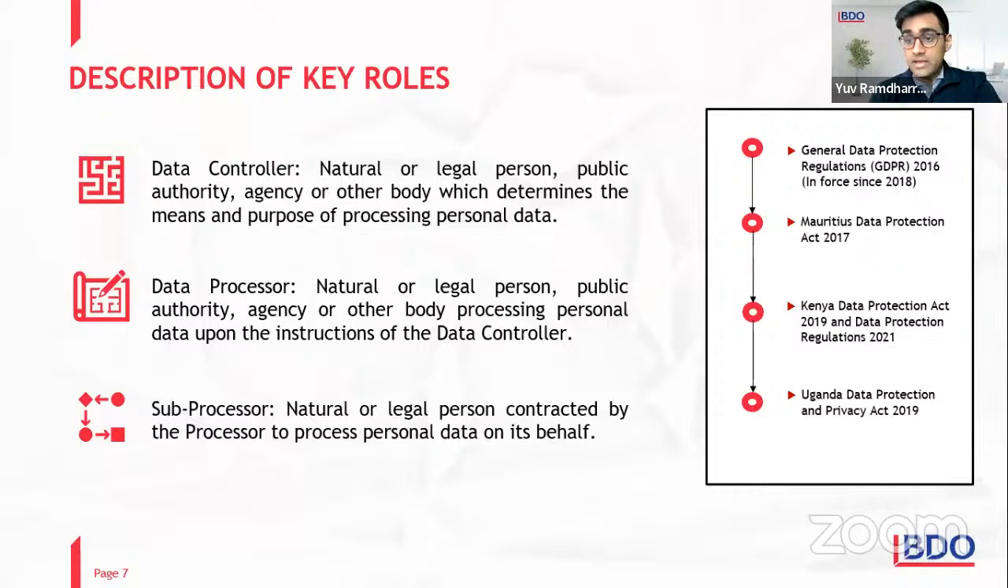So now let's take a closer look at the definitions that we have under data privacy. Perhaps the two most important ones are that of the data controller and the data processor. The data controller is any natural or legal person, public authority, agency, or body which determines the means and purpose of processing personal data. So, in other words, the data controller can be seen as a decision maker. They determine what is the purpose of processing. That is, what are you going to do with that customer data?